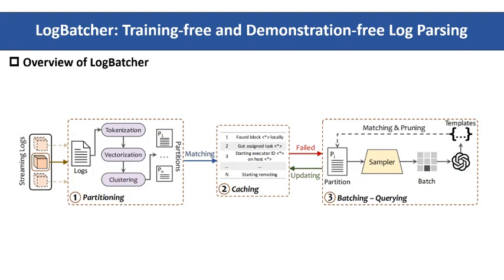To overcome the limitations of existing LM-based log parsers, we propose LogBatcher, a demonstration-free, training-free, and cost-effective LM-based log parser. The main idea behind LogBatcher is that log data possesses latent characteristics, for example, commonality and variability, which allow LLMs to perform log parsing without demonstrations. LogBatcher contains three main components: partitioning, caching, and batching query.